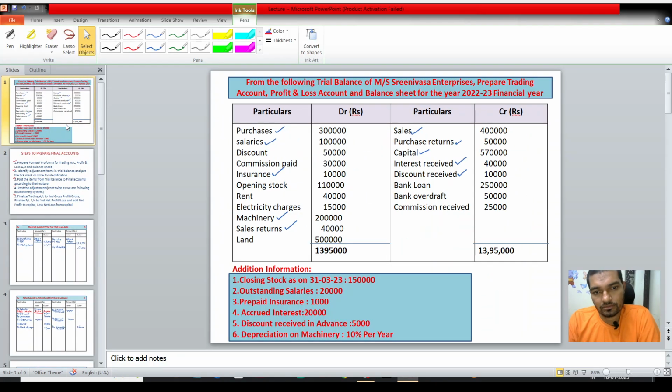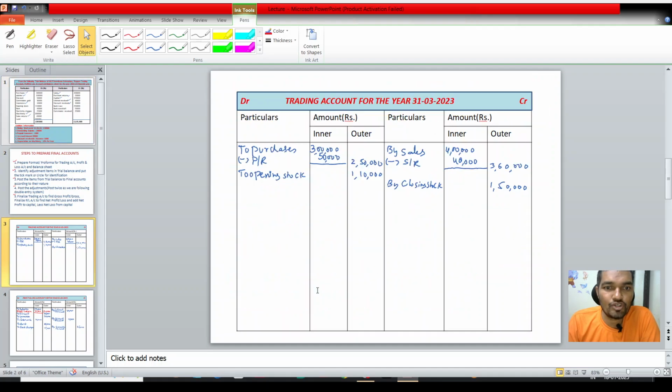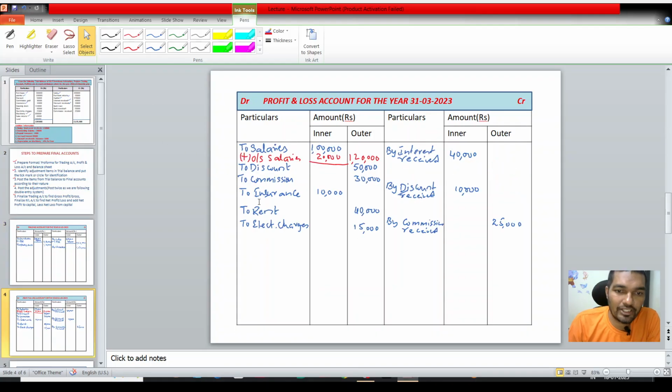So prepaid insurance is how much? 1,000. So for prepaid insurance, we show the insurance in the P&L account debit side, and we have to subtract the prepaid insurance 1,000. So 10,000 minus 1,000, it becomes 9,000.